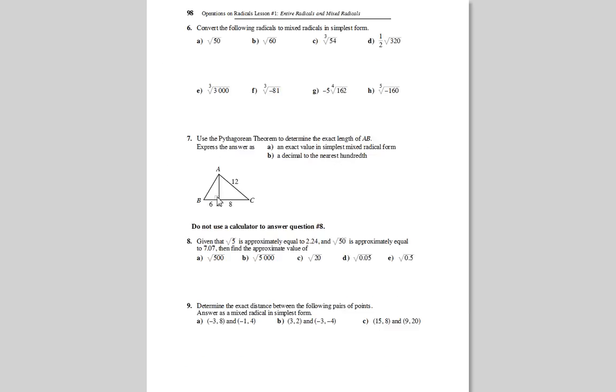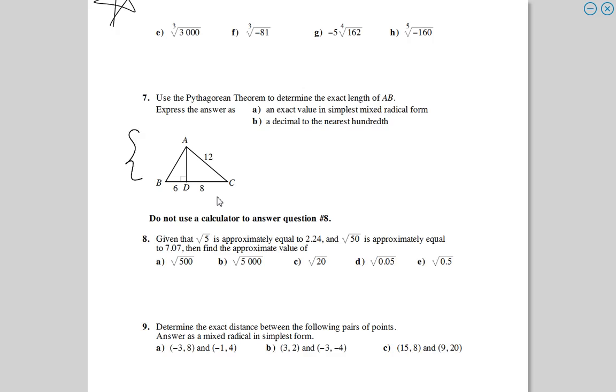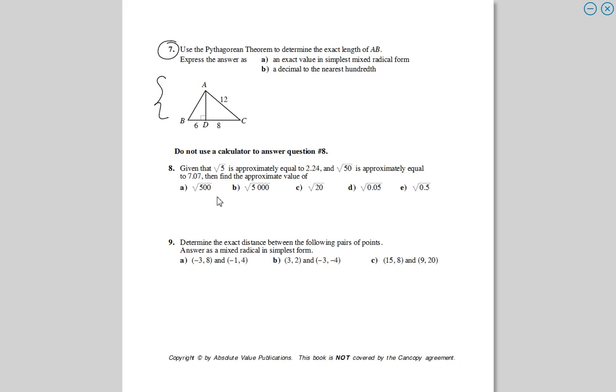I think 6 is a must. You have to be good at that. Math 20-1 students have to be good at radicals. You have to be able to work with these very easily. 7 is nice because it's like an application problem solving geometry sort of thing. So we'll do 6 and 7. Cross out 9. Cross out 8.